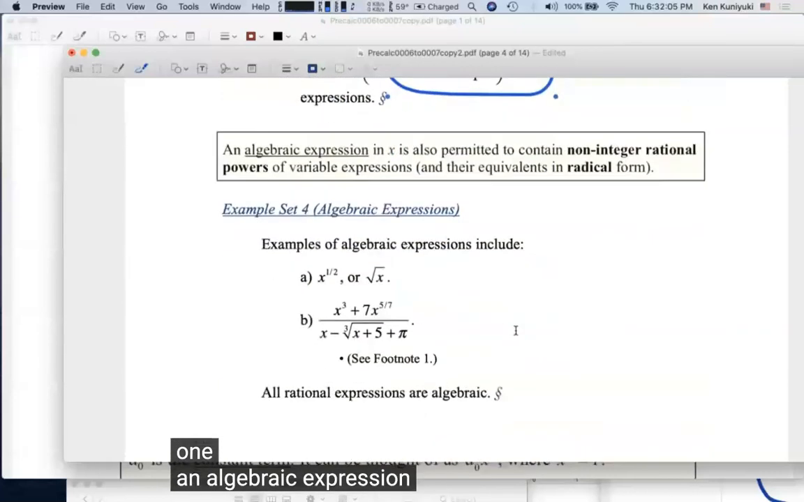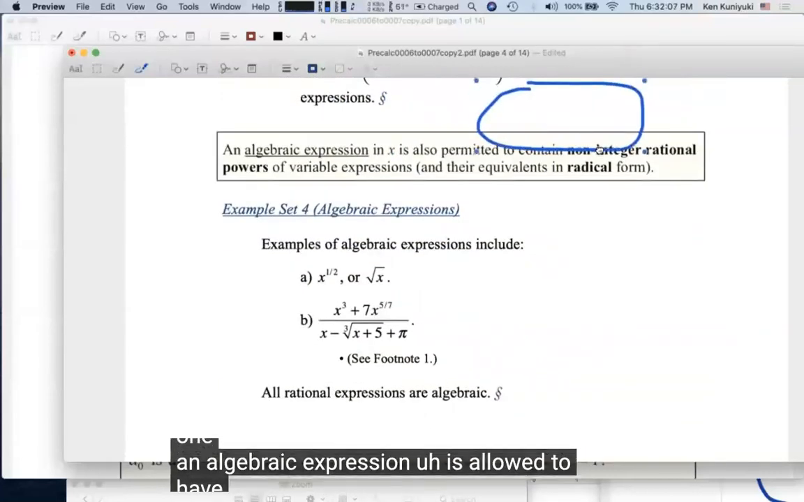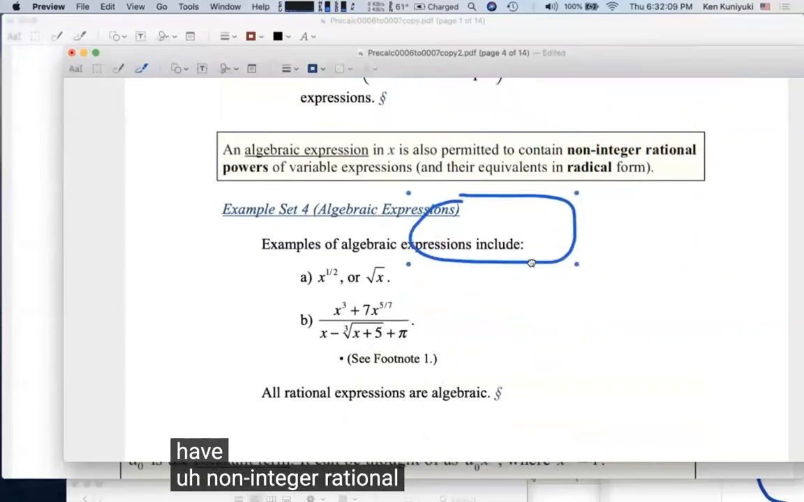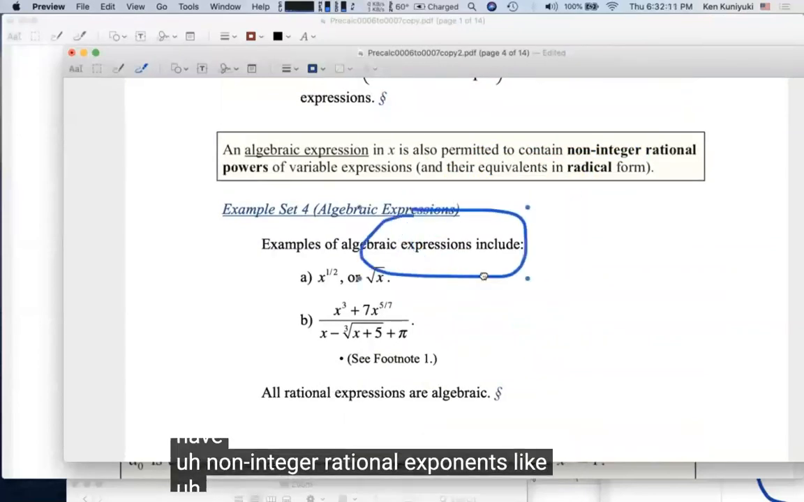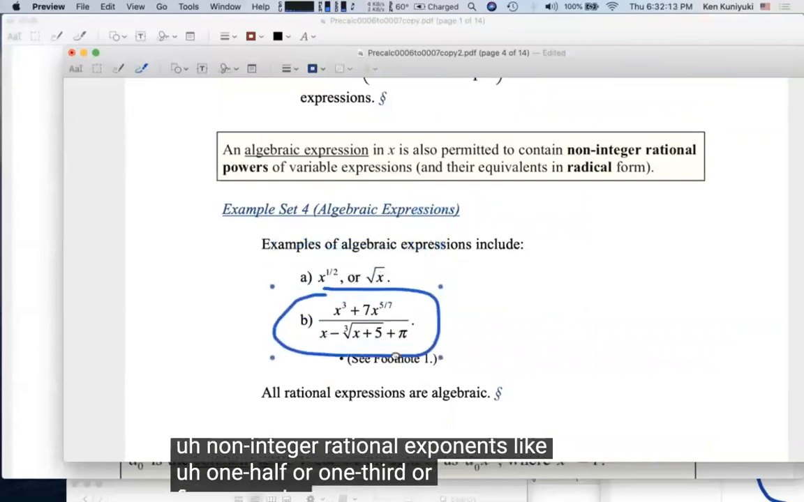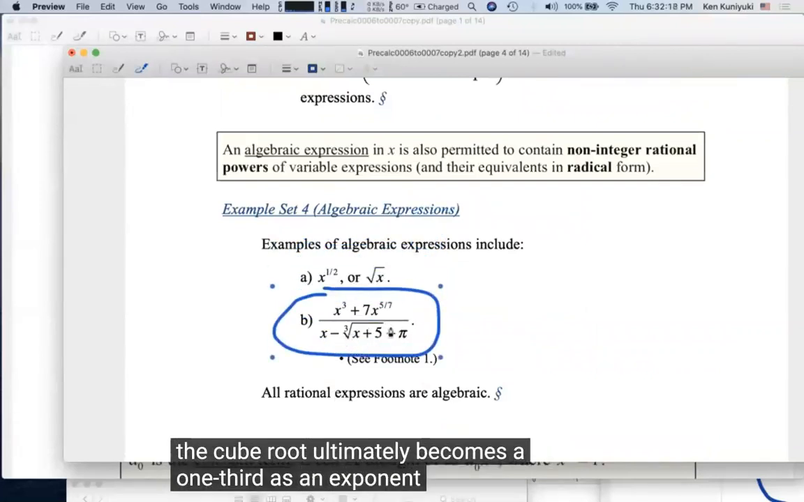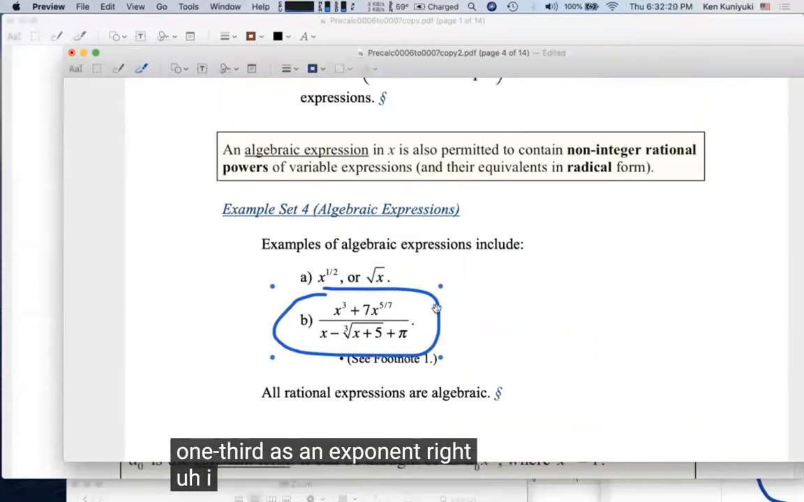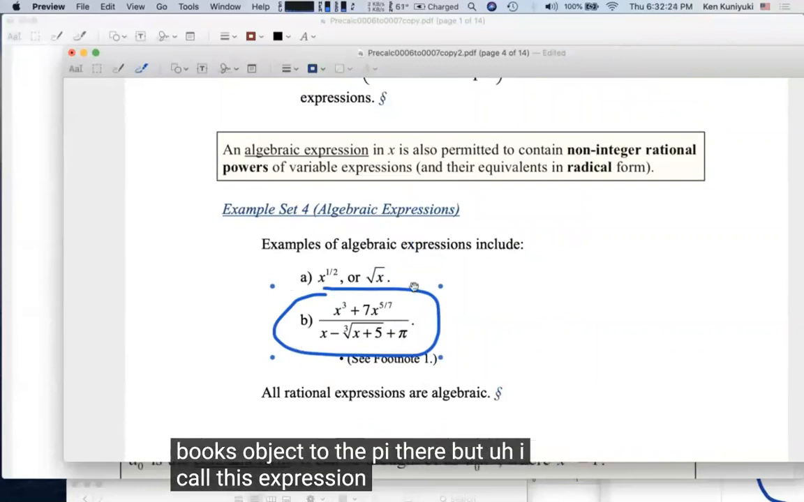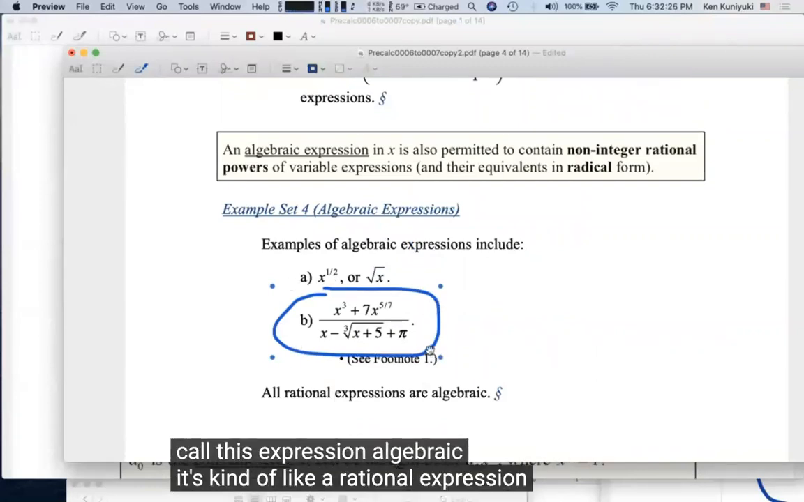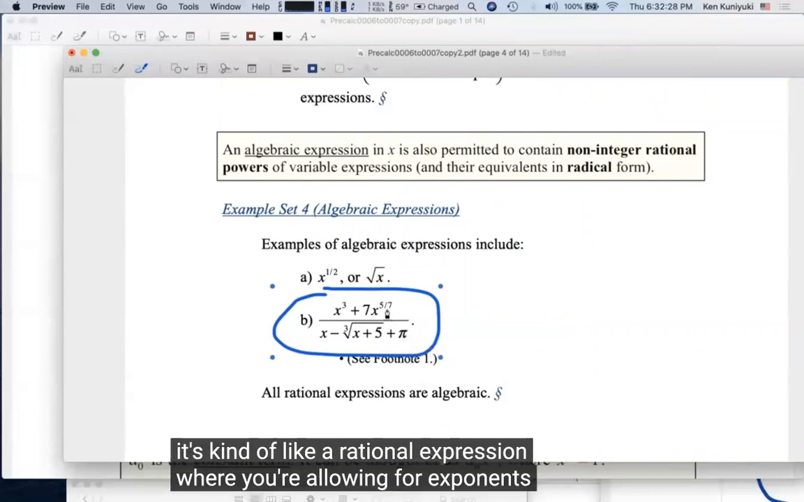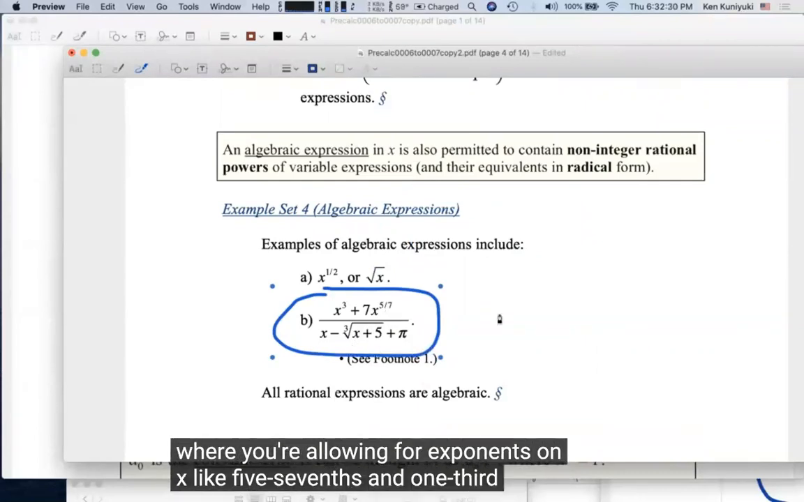An algebraic expression is allowed to have non-integer rational exponents like 1/2 or 1/3 or 5/7. The cube root ultimately becomes a 1/3 as an exponent, right? I call this expression algebraic. Some books object to the pi there, but I call this expression algebraic. It's kind of like a rational expression where you're allowing for exponents on x like 5/7 and 1/3.